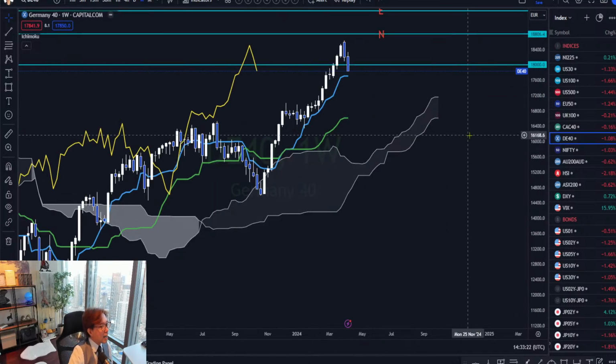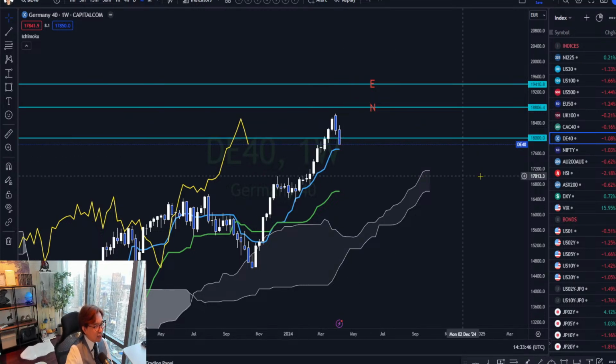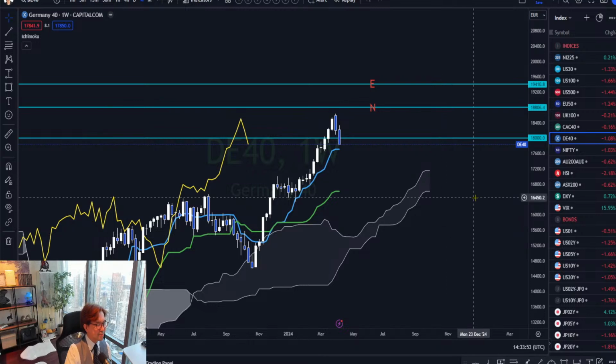Okay, next is German 40. Germany 40 was also bearish last week, but still above the Tenkan Sen, so it may be supported by the Tenkan Sen and go up, and next time it may reach the N target. Or when it breaks the N target, I think it goes up to the E target. So yeah, I think the bottom line on these indices is whether they break the Tenkan Sen or not on the weekly chart this week.